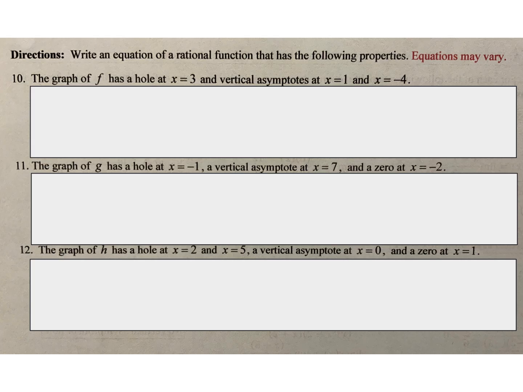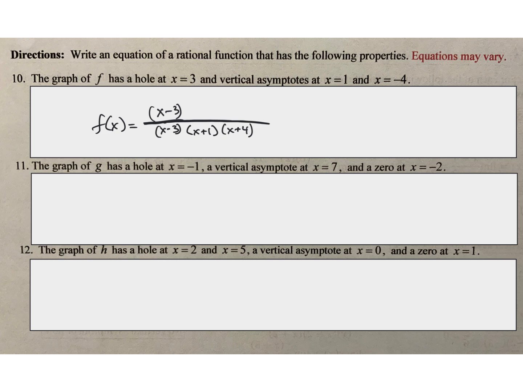Number 10. So this graph has a hole at x equals 3 and vertical asymptotes at 1 and -4. All right? And so what creates my hole? Things canceling out. So what's going to cancel out? X minus 3's. Both of them are going to cancel. And then I have a vertical asymptote at x equals 1. So what do we know there? X minus 1 is where? At the bottom in the denominator. And then we also have a vertical asymptote at x equals -4. So what other factor are we going to have in the denominator? X plus 4. So that could be that function.